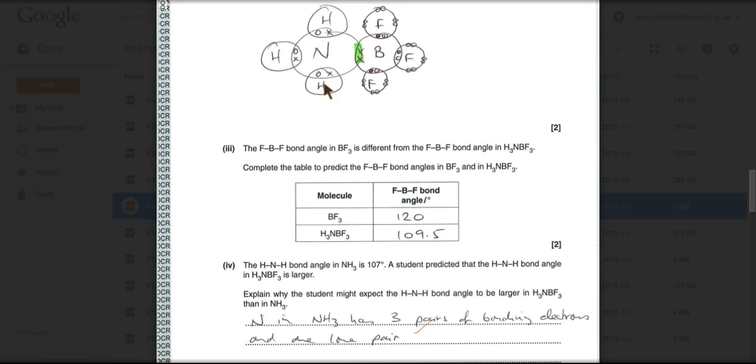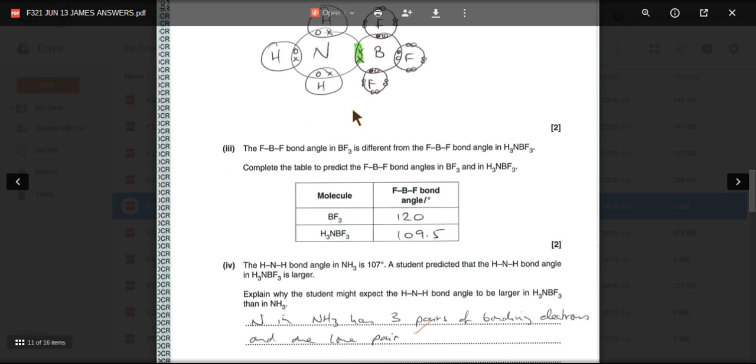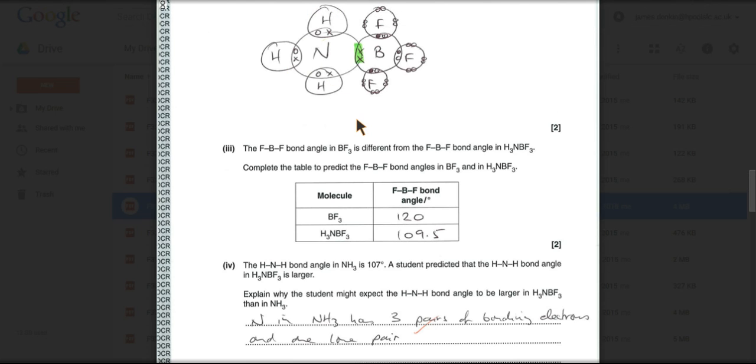Whereas in this molecule here, the H and H bond angle is 109.5 degrees, which is larger because we've got 4 bonding pairs now. That lone pair has now become a bonding pair, and so the repulsion's equal.